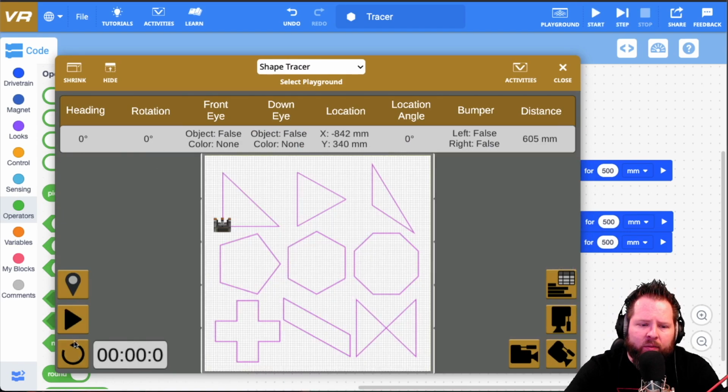So I'll go ahead and restart, press play, and let's see if I get my angle correct. And sure enough, there it is, pointing exactly in the right direction.